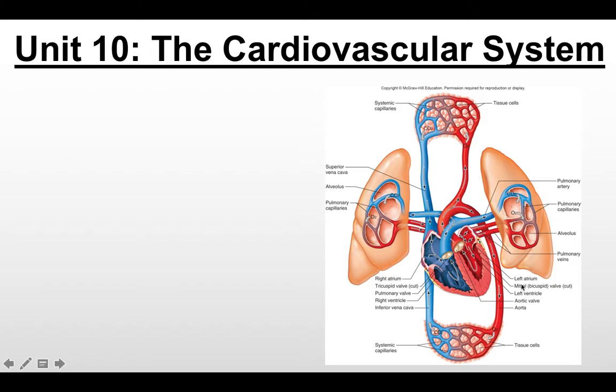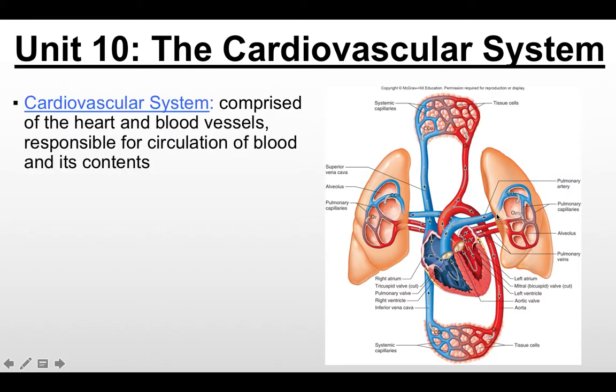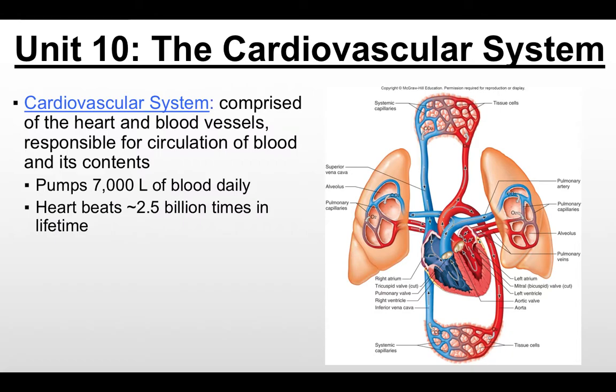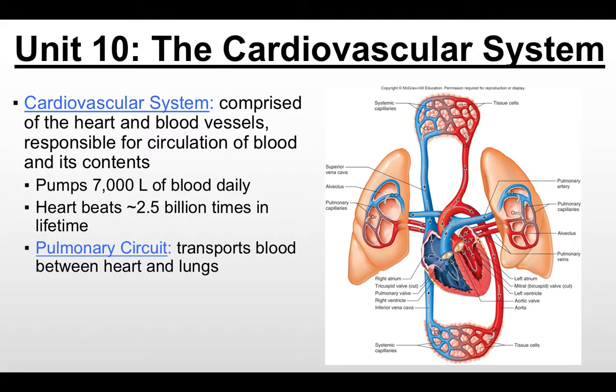So we see this kind of four-point loop all around the heart between the upper body, lower body, right lung, and left lung. So this system, like I said, is comprised of heart and blood vessels, and it is responsible for that movement of blood. It pumps about 7,000 liters of blood daily. Now, of course, it's the same liters of blood over and over again, but it has a very high output. In the average lifetime, 80 some years, the heart will beat about 2.5 billion times.